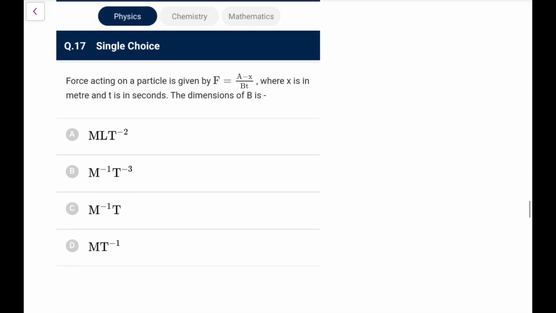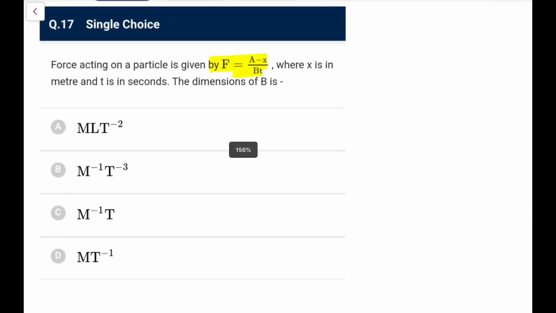Next, force acting is given by A minus x upon bt, x is in meter, t is in second. Dimension of b is. So the dimension of force would be, A dimension would be of x, that is x by bt. So the dimension of b you can make out as x upon ft.